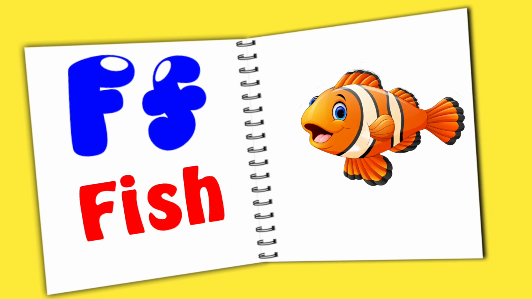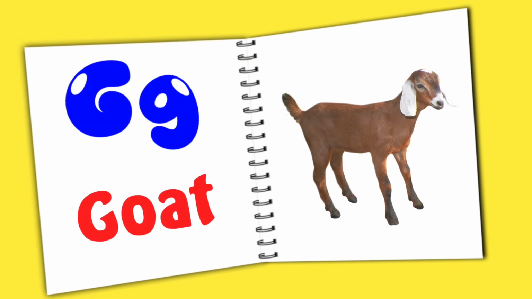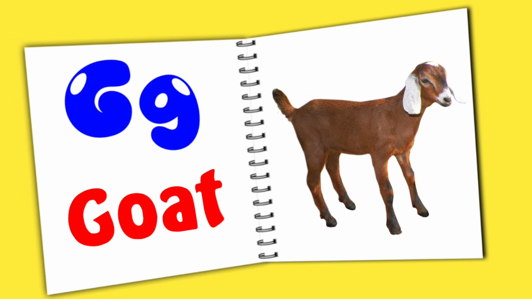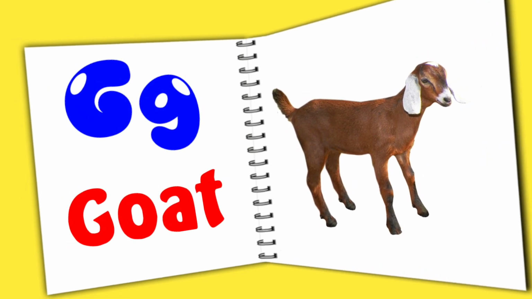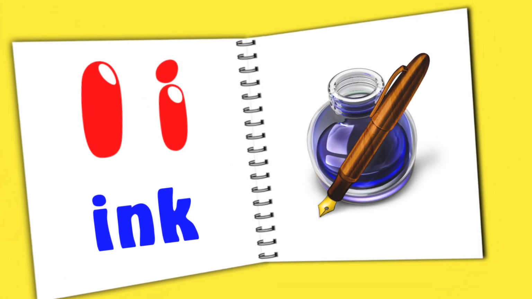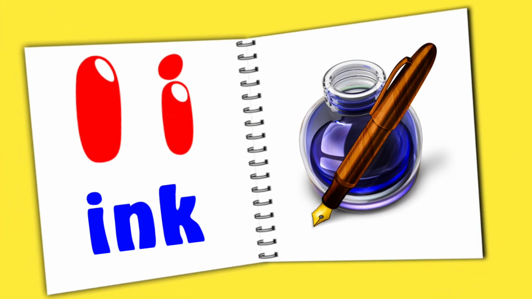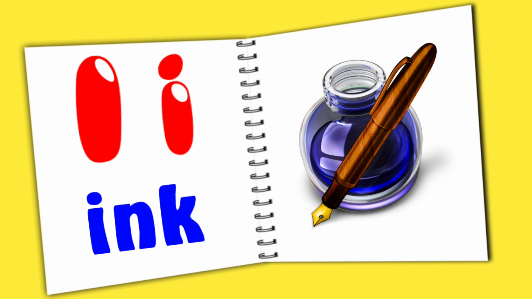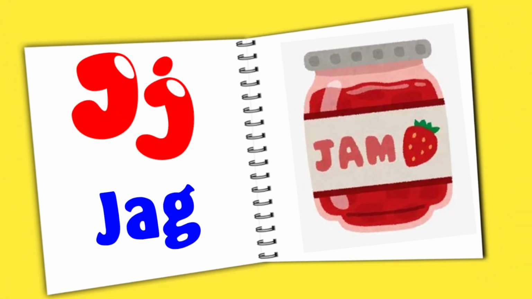एफ फॉर फिश, F for fish. जी फॉर गोट, G for goat. एच फॉर हैट, H for hat. आई फॉर इंक, I for ink. जे फॉर जैम, J for jam.